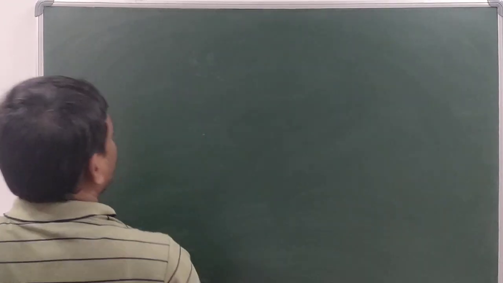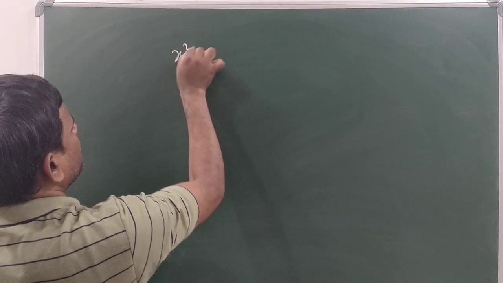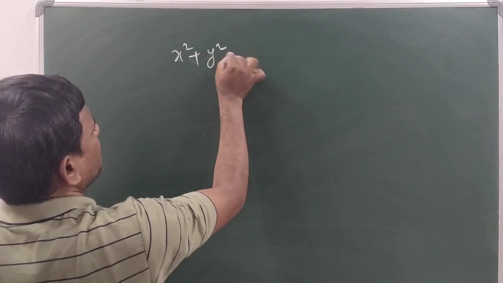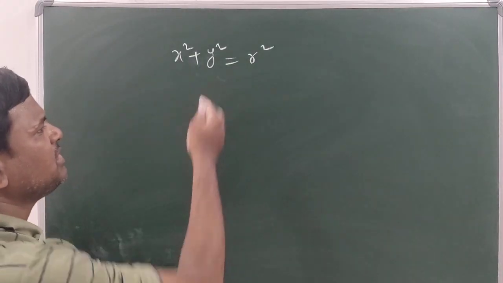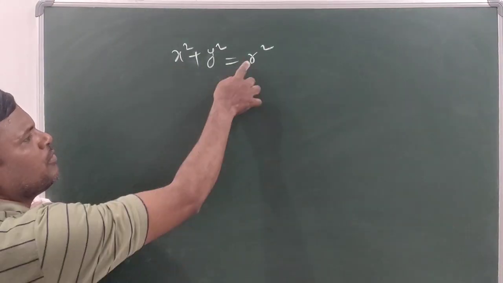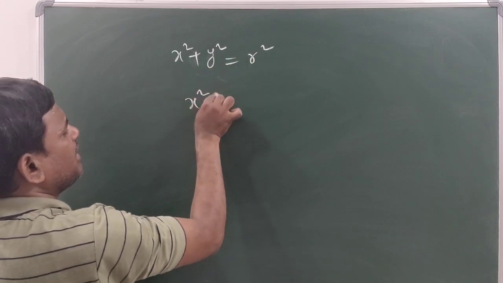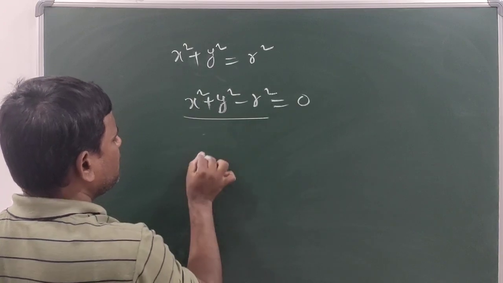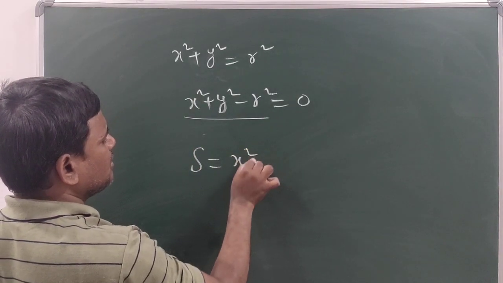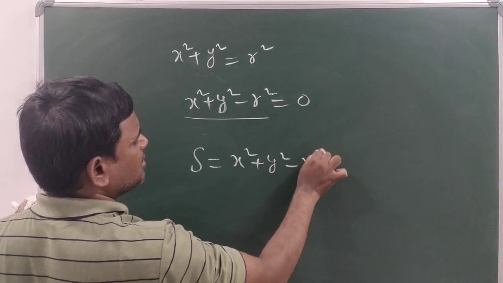Suppose the circle equation is given in this form, x square plus y square is equal to r square. If it is given like this, then what you have to do? Transfer this one to the left side: x square plus y square minus r square is equal to 0. This left side must be taken as S: x square plus y square minus r square.